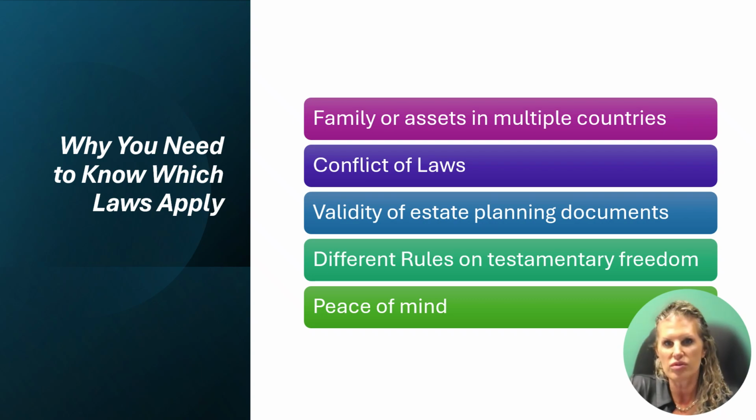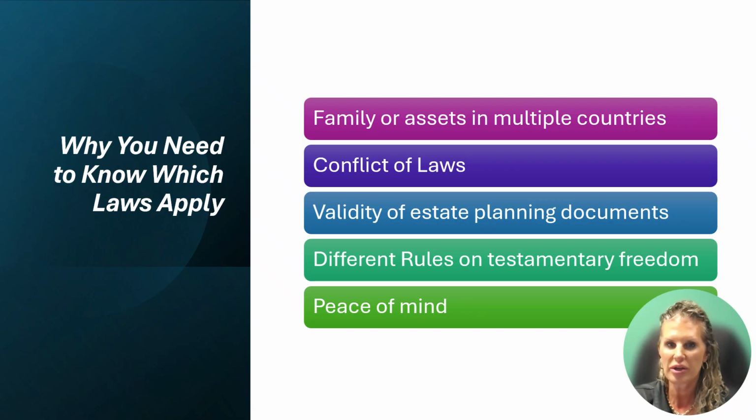Now, there are different rules on testamentary freedom. Common law countries like the U.S. and UK generally allow greater flexibility in distributing property. But many civil law countries, France, Germany, Spain, Dominican Republic, and Thailand, impose forced heirship rules that mandate a share for children, spouses, or other family members. U.S. residents used to testamentary freedom can run into limits abroad.